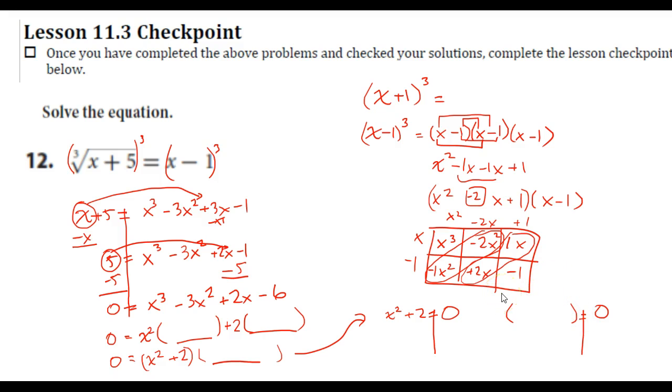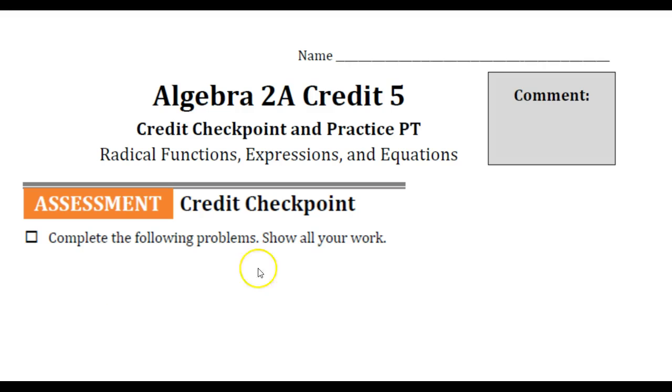Let me know if you have any questions on either the checkpoints or the homework, and we will finish up the practice test on our next visit.